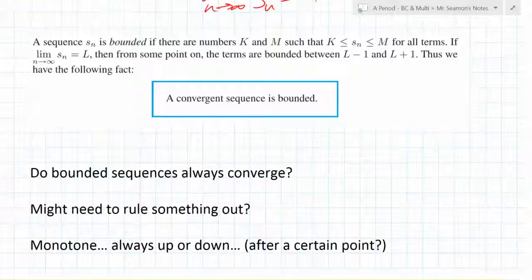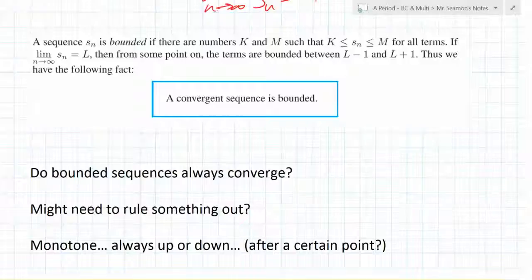That's all it's saying. What about bounded sequences though? Do bounded sequences always converge? No. We just saw one, right? 2, 0, 2, 0, 2, 0. Is that bounded? Yeah, it's bounded between 2 and 0, but does it converge? No.